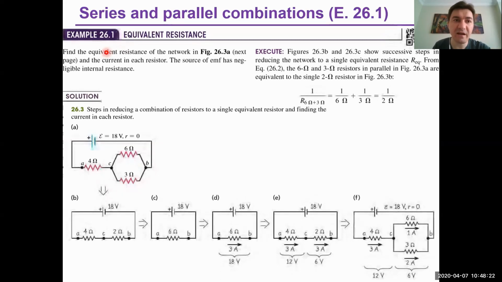So what is asked? The equivalent resistance of the network is asked. So how do we calculate it? First of all, just try to calculate the equivalent resistance of those two resistors. This will be calculated like this, since they are connected in parallel: 1/6 plus 1/3 ohm. Then finally, we can get the equivalent resistance of that circuit.